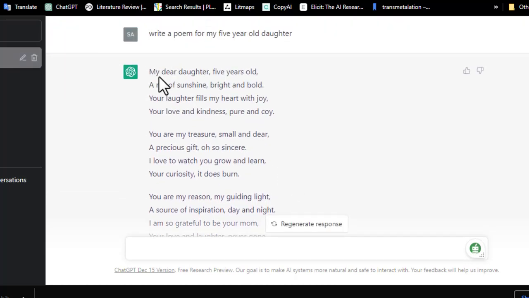Just look: my dear daughter, 5 years old, a ray of sunshine, bright and bold. Your laughter fills my heart with joy, your love and kindness pure and coy. You can see how beautifully it has done that.